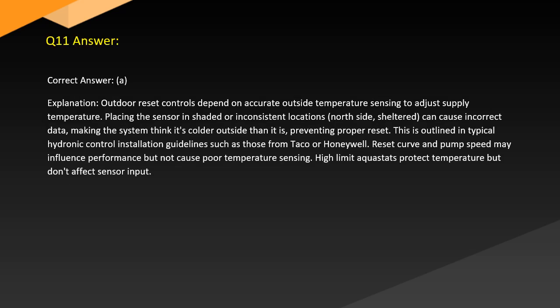Answer. Correct answer: A. Explanation. Outdoor reset controls depend on accurate outside temperature sensing to adjust supply temperature. Placing the sensor in shaded or inconsistent locations, such as a sheltered north side, can cause incorrect data, making the system think it's colder outside than it is, preventing proper reset. This is outlined in typical hydronic control installation guidelines such as those from Taco or Honeywell. Reset curve and pump speed influence performance but do not cause poor temperature sensing. High limit aquastats protect temperature but don't affect sensor input.